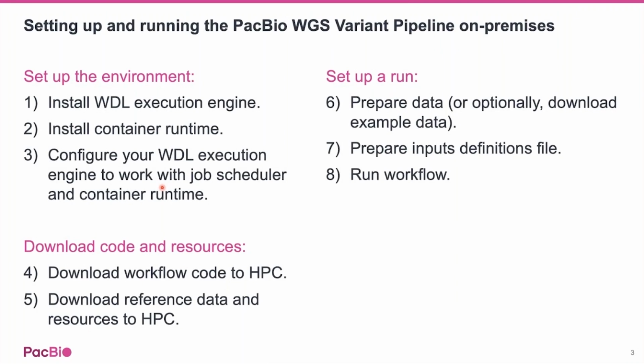In order to set up and run the PacBio WGS variant pipeline, there are essentially 3 steps. Set up the environment, by which I mean setting up the basic tools you'll need to run any WDL workflow. This involves choosing and installing a WDL execution engine, choosing and installing a container runtime, and configuring the WDL engine to work with your container runtime and cluster job scheduler.